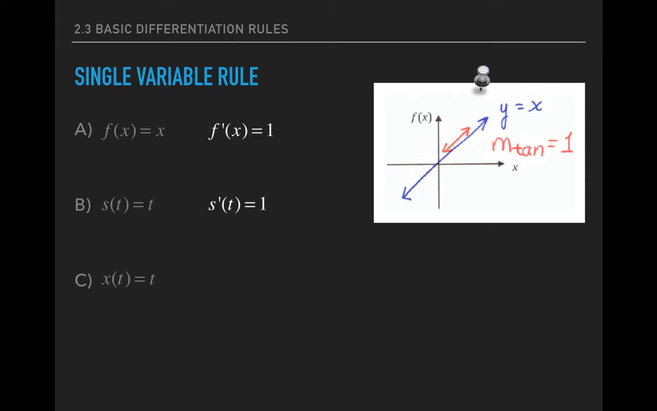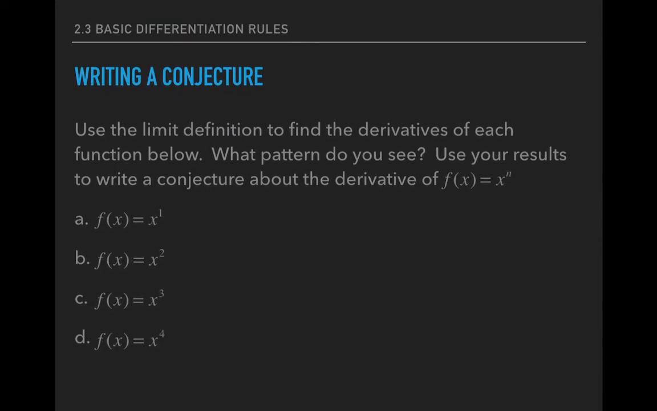s prime of t would be 1, and if you were working with x of t equaling t, that would also be 1. Those are all the same function, it's just written differently. They're all graphed the exact same way, just denoted with different variables. So that was our second rule.